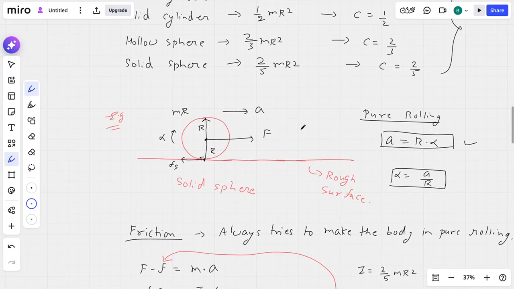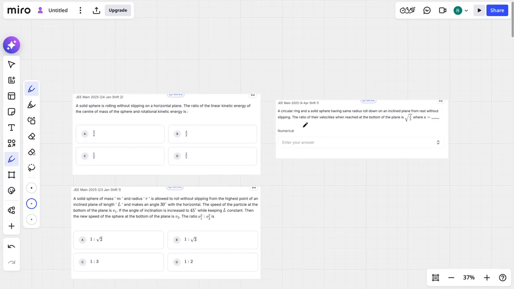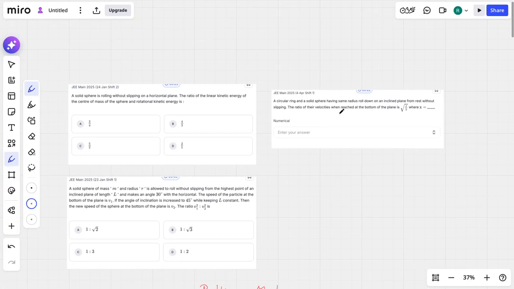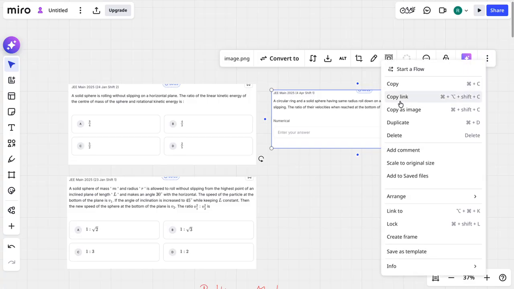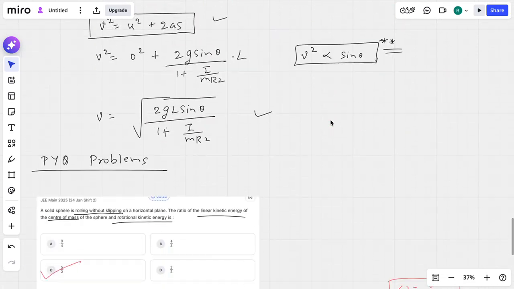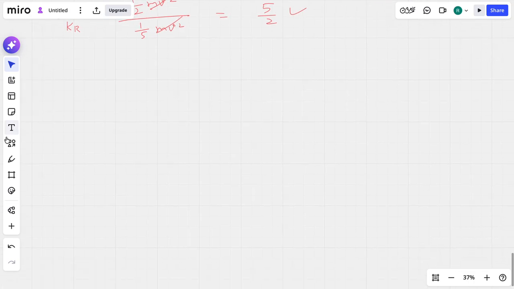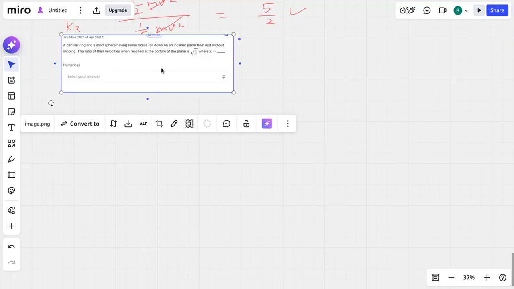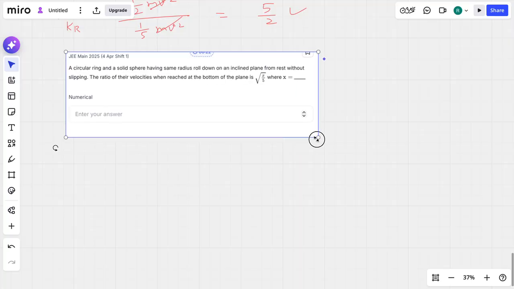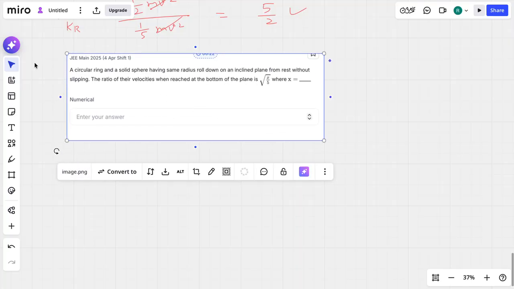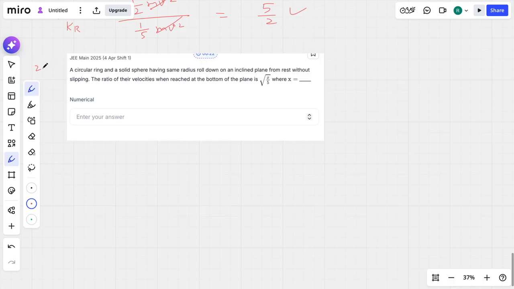Let's move ahead. Let's talk about some more JEE Mains PYQ. Let's talk about the second question, that is this one. In this problem, question number 2, we are given a circular ring and a solid sphere having the same radius that roll down an inclined plane from rest without slipping.